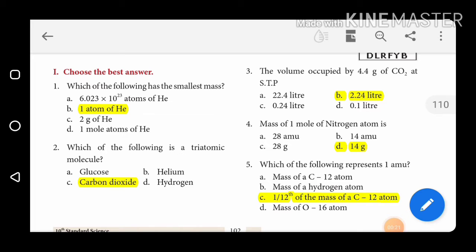First, choose the best answer. First question, which of the following has the smallest mass? Answer is B, one atom of He, that is helium. Second one, which of the following is a triatomic molecule? Carbon dioxide. Third one, the volume occupied by 4.4 gram of carbon dioxide at STP, that is B answer, that is 2.24 liter. Fourth one, mass of 1 mole of nitrogen atom is 14 gram.